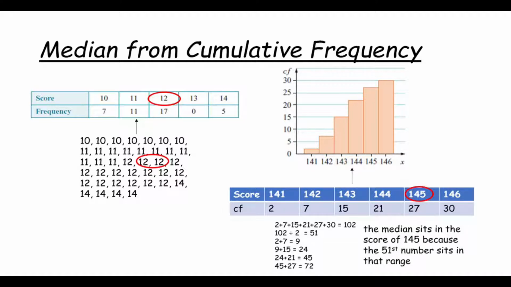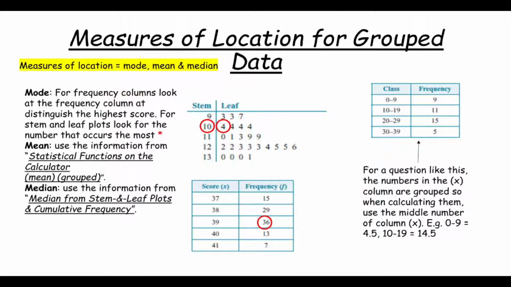To find the median, you must add up all the numbers in the frequency column. Then divide that by 2 and see where that number is located in the frequency column. Measures of location is just a fancy term to say mean, mode and median. To find the mode for frequency columns, look at the frequency column and distinguish the highest score.